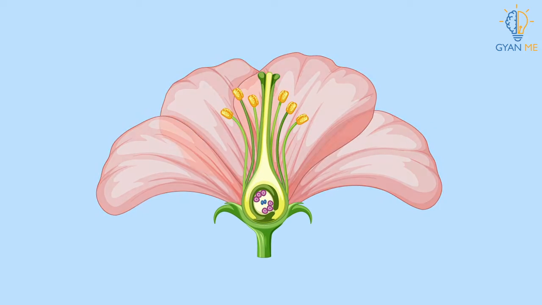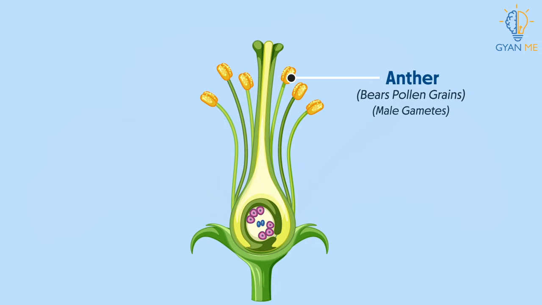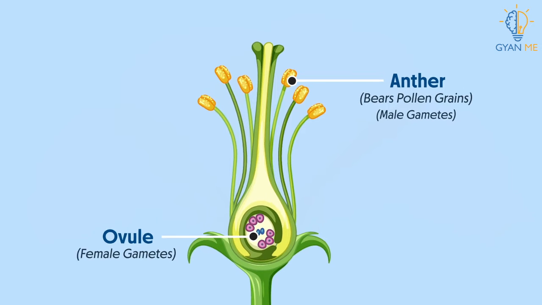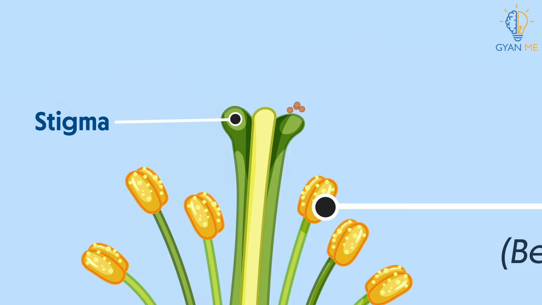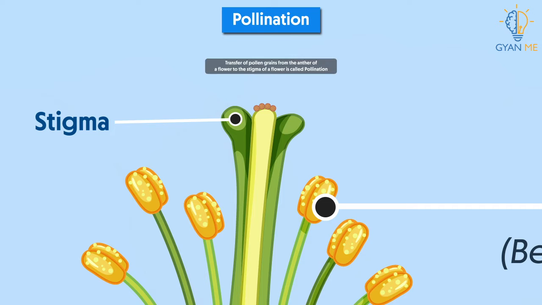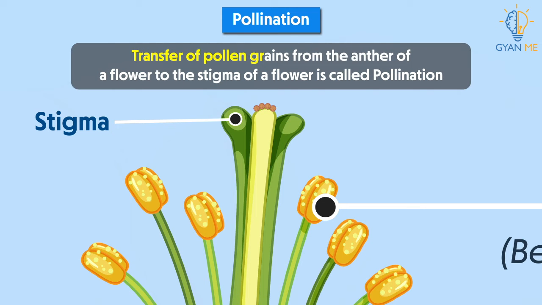Now the stamen has an anther which bears pollen grains, the male gametes, while the pistil has an ovule, the female gametes. The pollen grains from anthers are transferred to the stigma of pistil or carpel, and this process is called pollination. Thus, transfer of pollen grains from the anther of a stamen of flower to the stigma of a carpel on a flower is called as pollination.